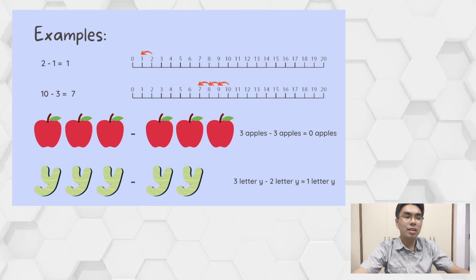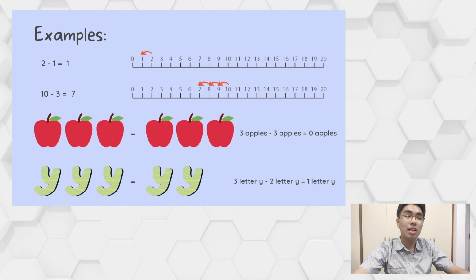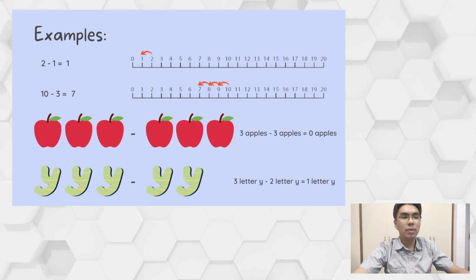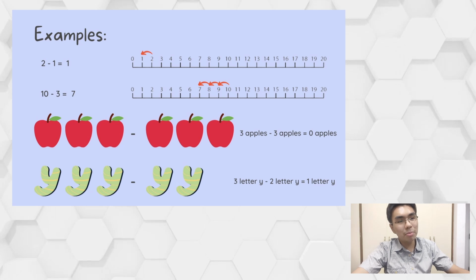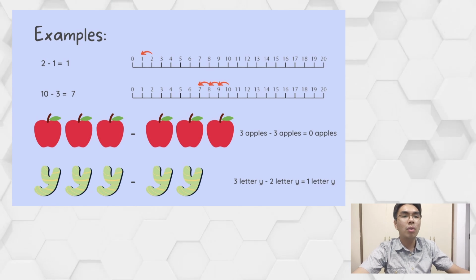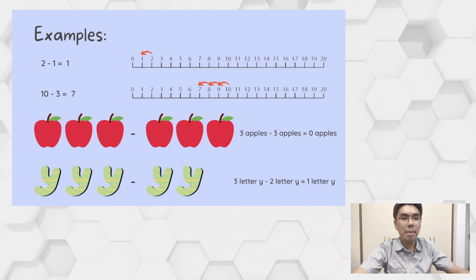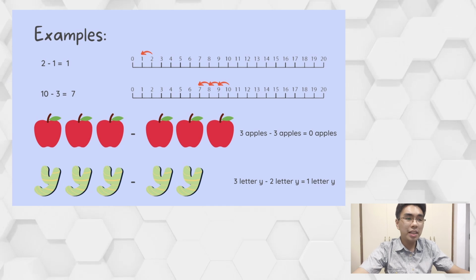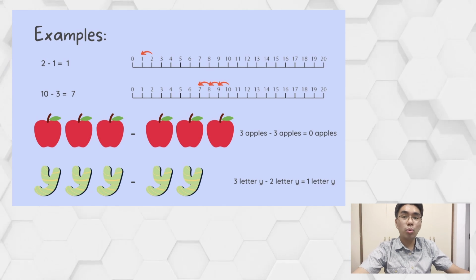Now for the third example, 3 apples minus 3 apples is equal to 0 apples. So now, just like the first two examples, we still do it in the number line, starting from 3, then count 3 backwards. So 1, 2, and 3, we get 0 apples. And for the last example, 3y minus 2y is equal to 1y.